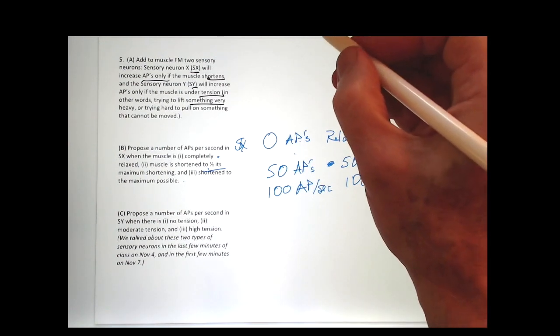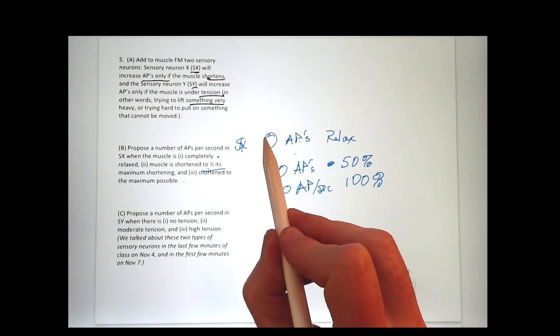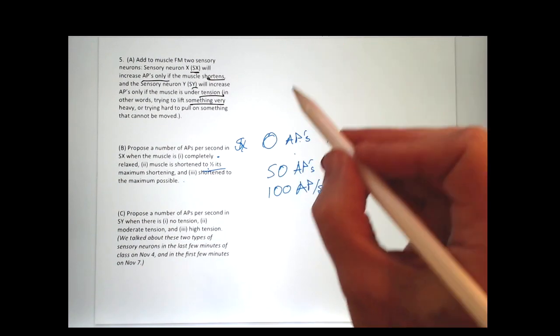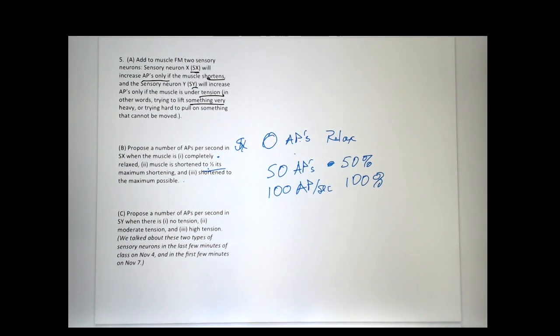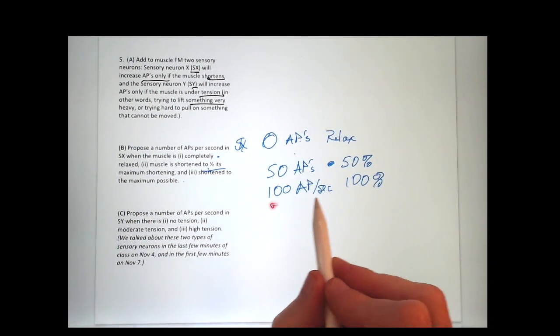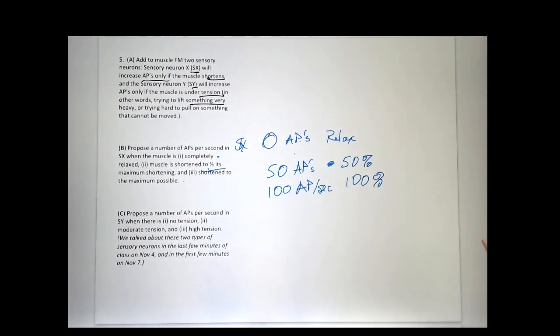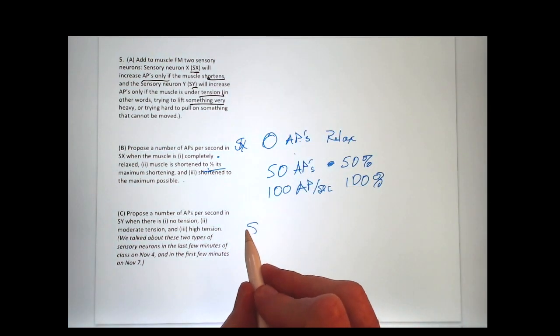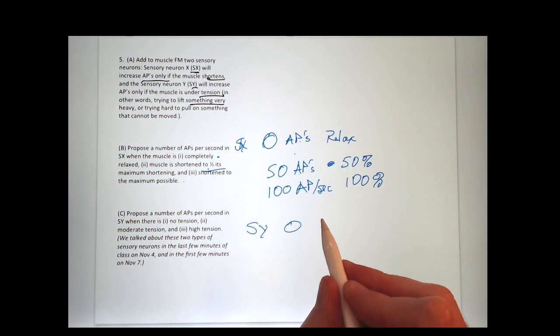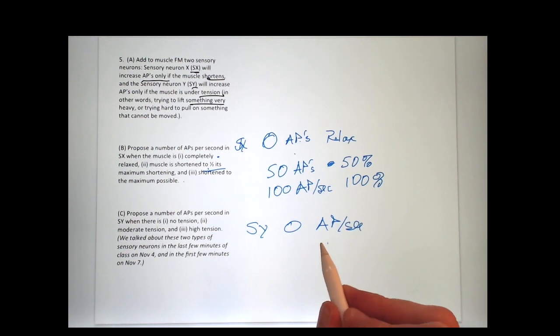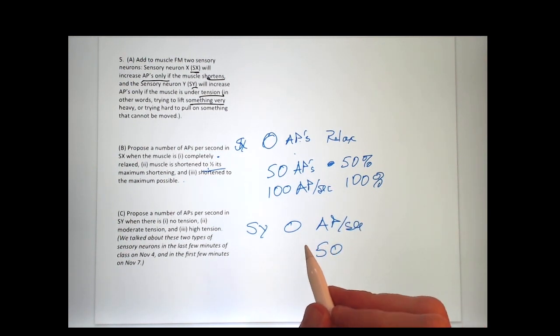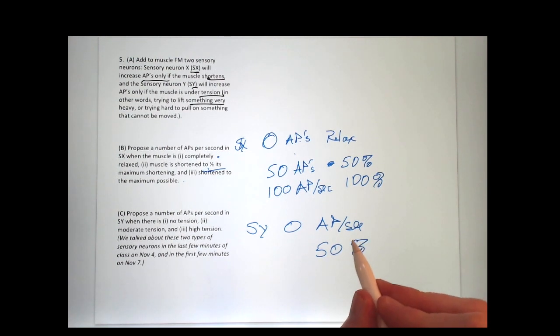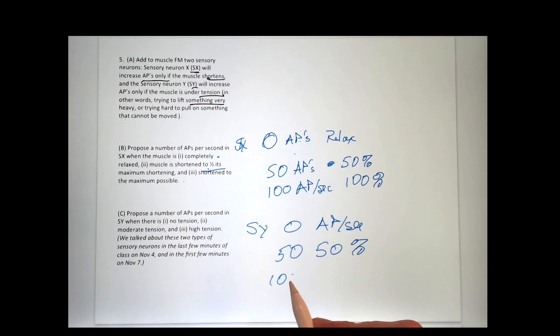Or if you know a bit more about neurobiology, you might realize that even when relaxed, a lot of sensory neurons are producing a few action potentials, so we could go with 10, 60, 110. And these would be reasonable ranges for a sensory neuron. This is a little on the high side for how fast a typical sensory neuron can produce action potentials. So what about SY? So here's SY, no tension, 0 action potentials per second, 50% of maximum tension or moderate tension, maybe that would be 50, and at maximum tension around the point where you're about to tear that ligament, you might have 100 action potentials per second.